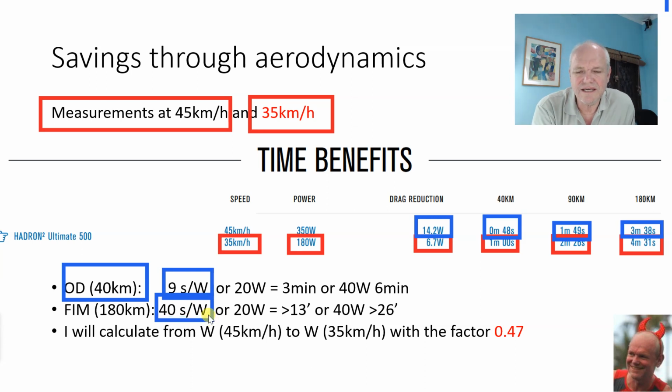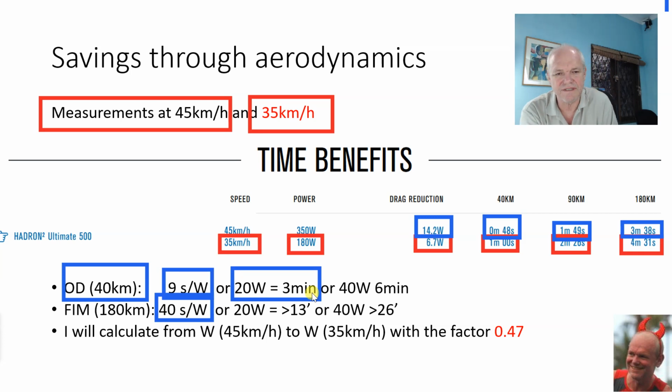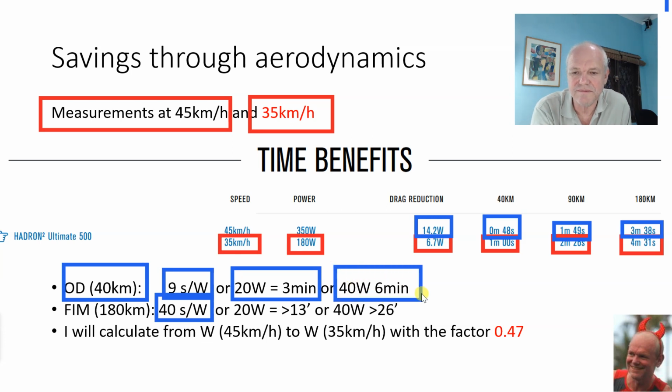Or you can say, if we can save later on 20 watts, we get 3 minutes in Olympic distance, which is already quite good. Olympic distance is maybe 1 hour 20 minutes or so. And if we can even save 40, then we get 6 minutes. Not bad.